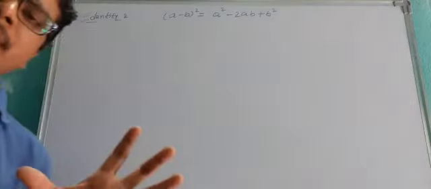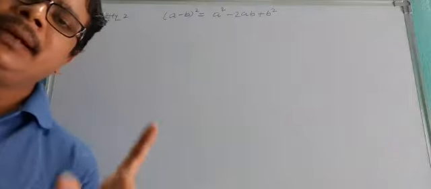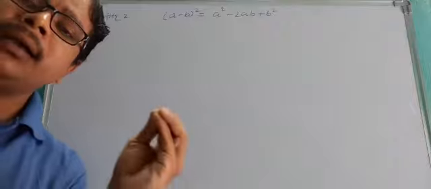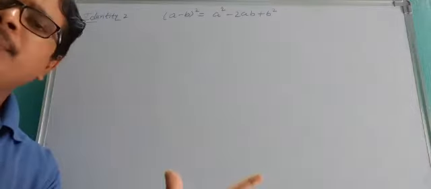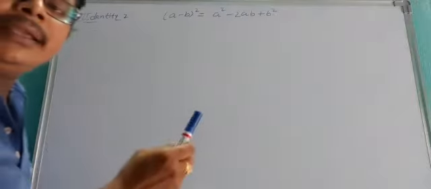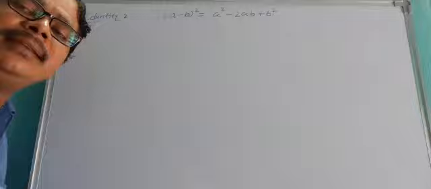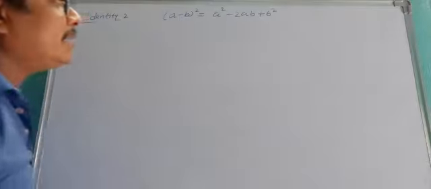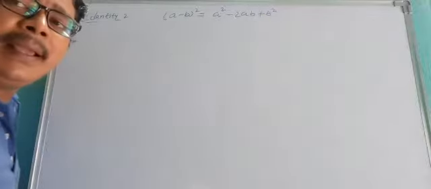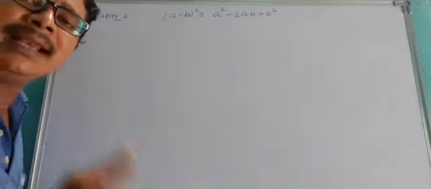Okay, next we have to discuss the next identity. With the help of the first identity, we already did some of the problems. Now we are entering into the second identity, identity number 2. You already know this identity from your 8th class. What is that? (a minus b) whole square equals a square minus 2ab plus b square. Once again I recall it.